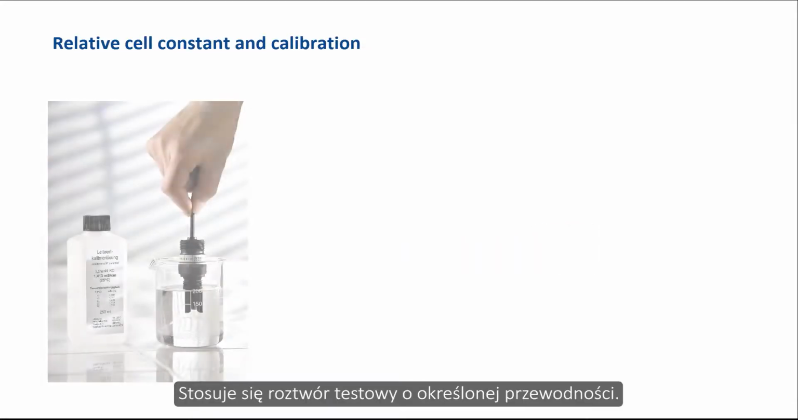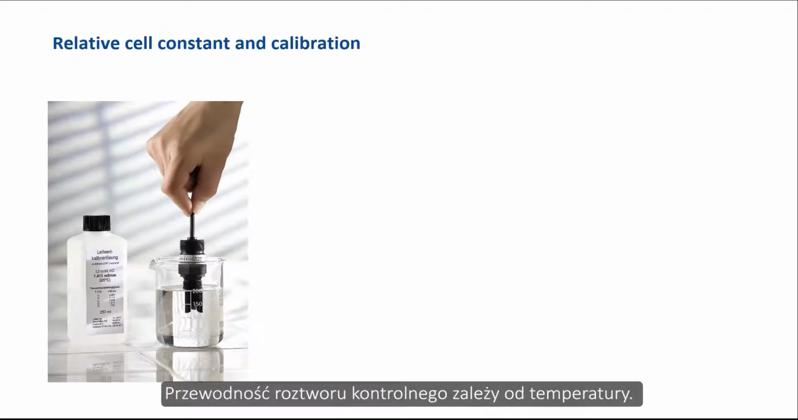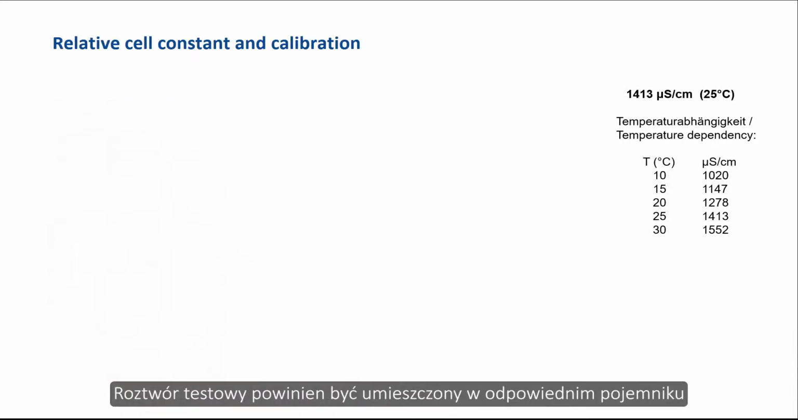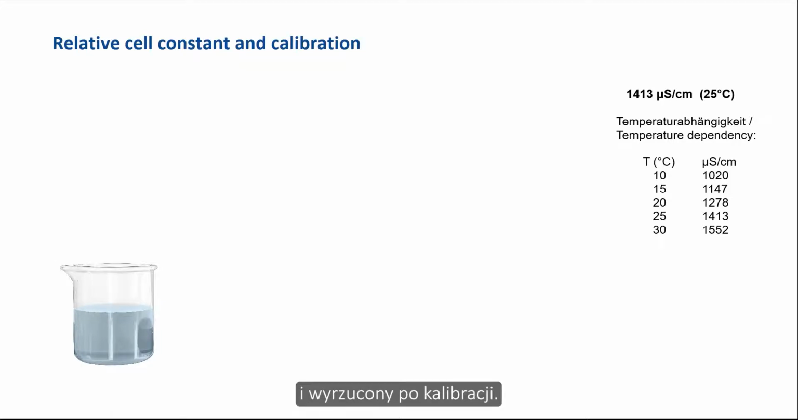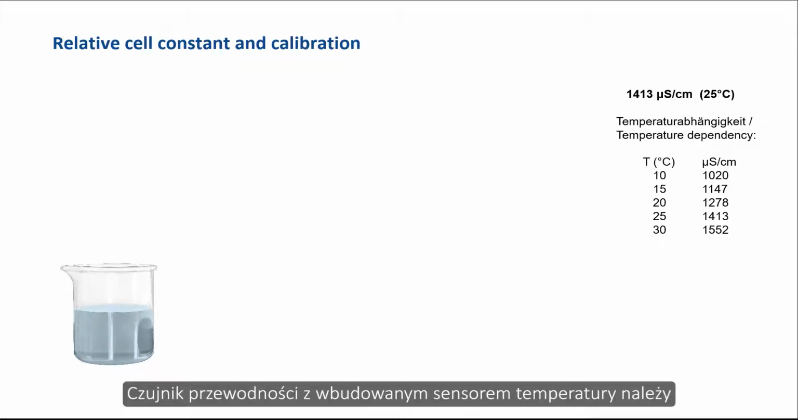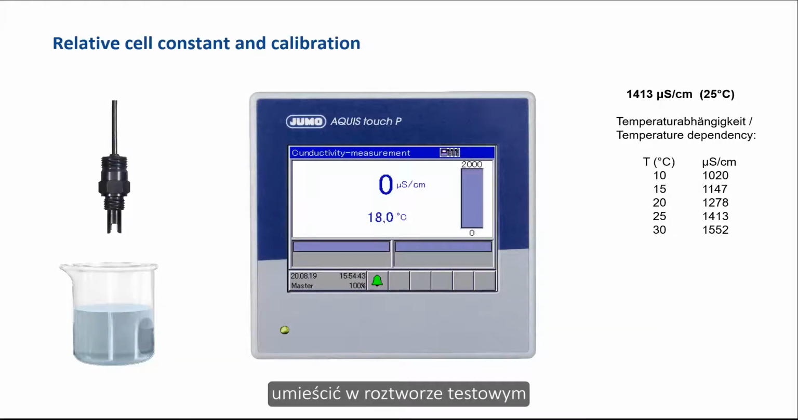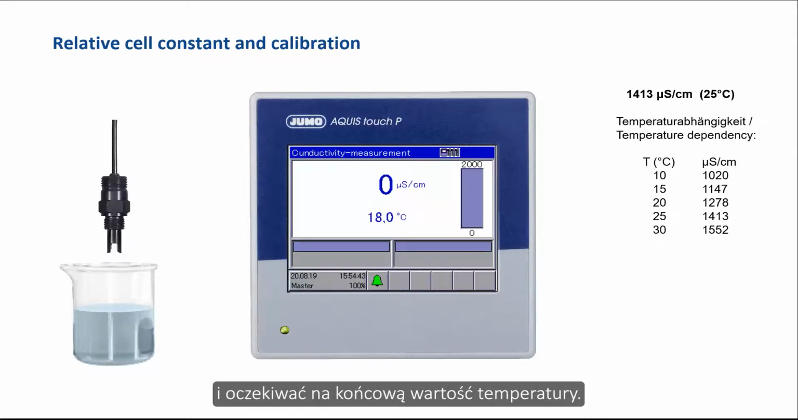A test solution with a defined conductivity is used. The conductivity of the test solution depends on the temperature. With regard to temperature dependence, value pairs are indicated on the storage vessel. The test solution should be placed in a suitable container and discarded after calibration. The conductivity sensor with the integrated temperature sensor must be placed in the test solution and the final temperature value has to be awaited.